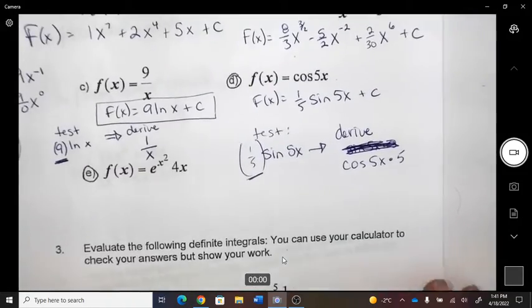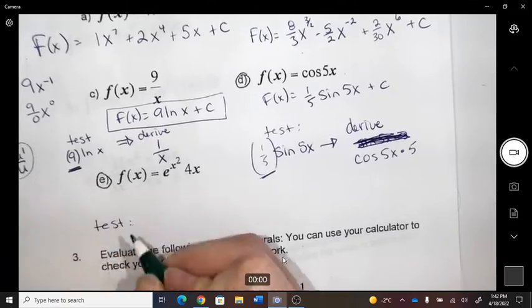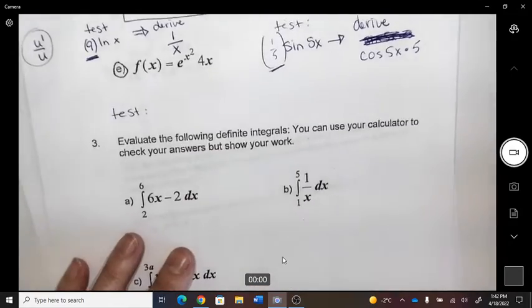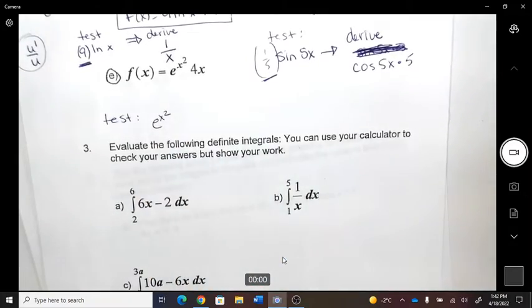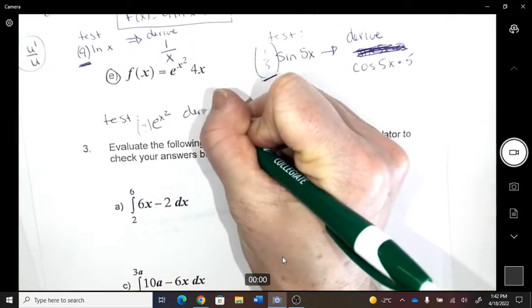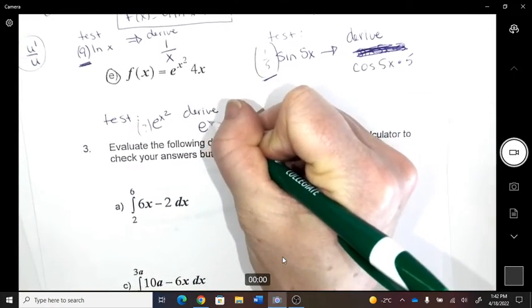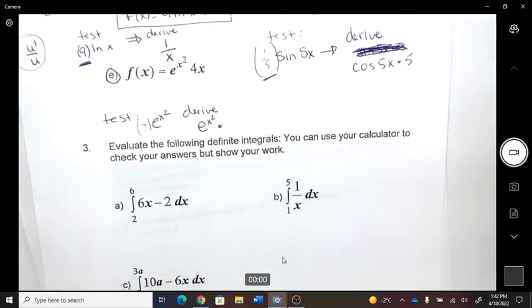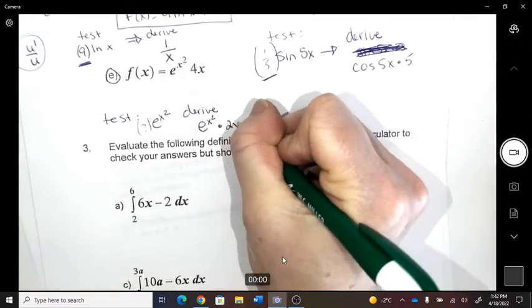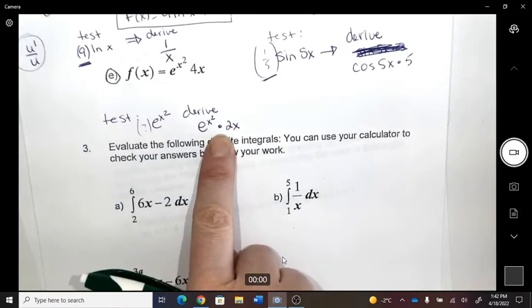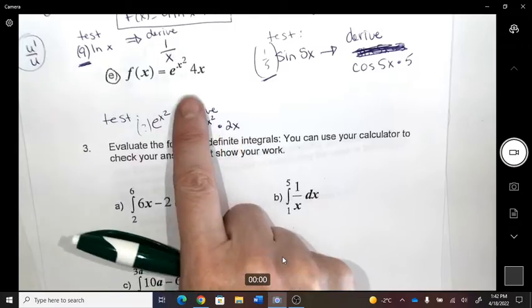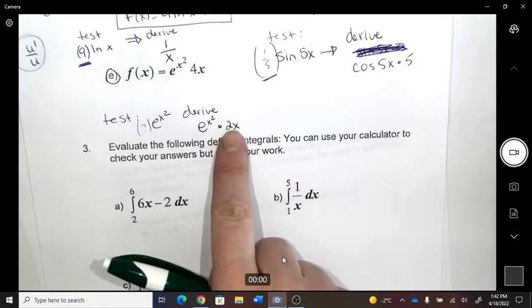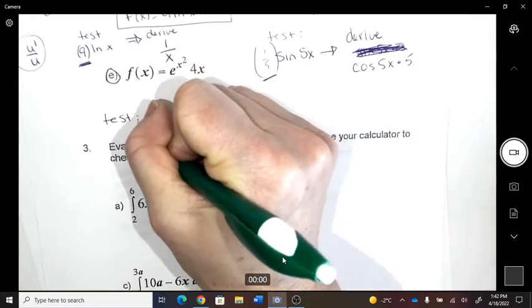Okay, E. I'm going to test. So what would I have started with? An e to the x squared. Something like that. There might be something in front, obviously. Okay, so if I were to derive that, it would be e to the x squared, and then I would attach a 2x. This is not quite what I wanted. I need this to turn into that, so I'm going to need to put a 2 in the front.